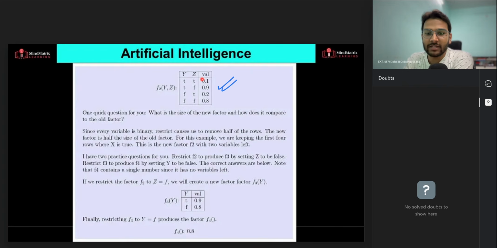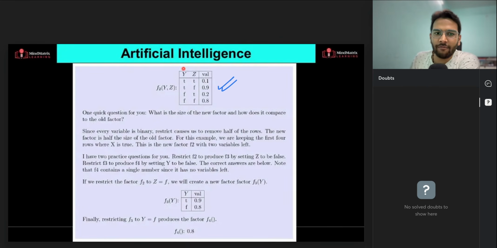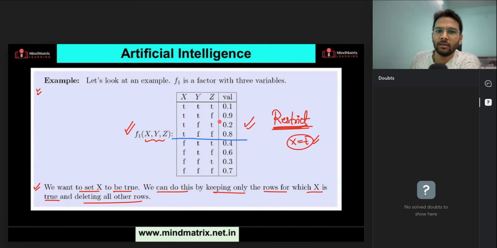So once I restrict x, can you see how I'm eliminating the variable here? Once you perform any operation on these factors, that variable will be gone. So now you will be left with two variables only, y and z. Basically you have considered in this example that x is true. So these four rows you are going to consider, and now this table will become just this one, where you have y and z and all the values where x is equal to true. So these are the values. You can compare 0.1, 0.9, 0.2, 0.8, the first four rows.